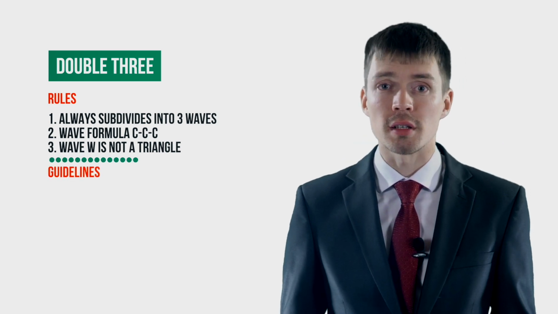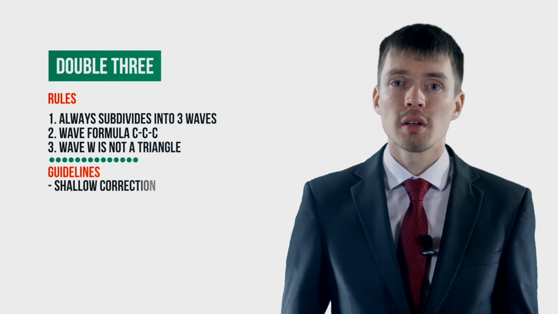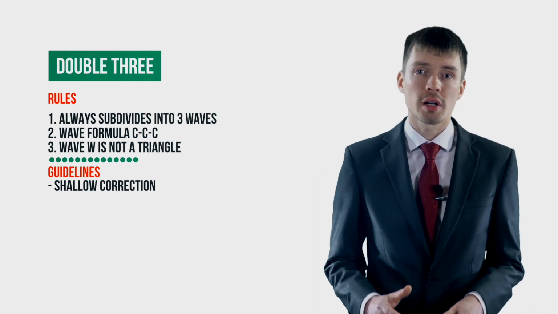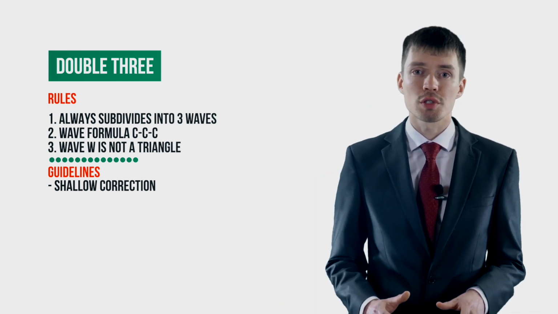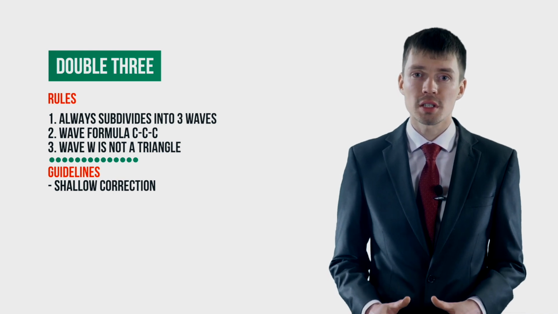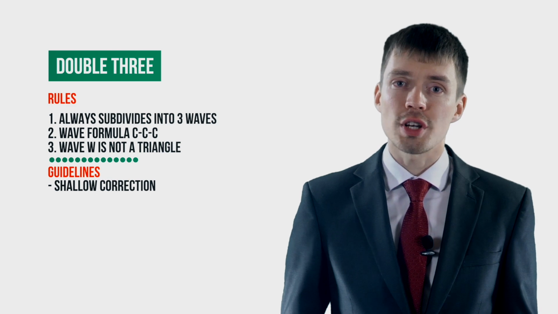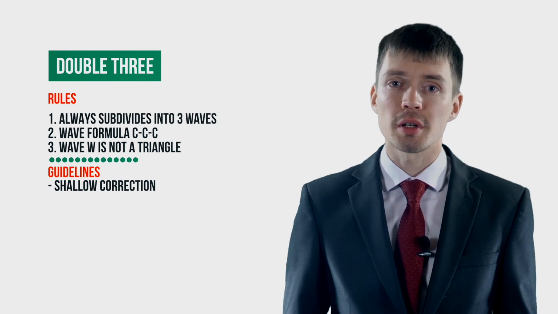Now let's look at the guidelines for a double three. First guideline, double three is usually a shallow correction. As you will already know, a shallow correction is a correction that reaches less than 50% of the previous trend. I would like to add that the double three often forms a pullback equal to about 36% of the previous trend.